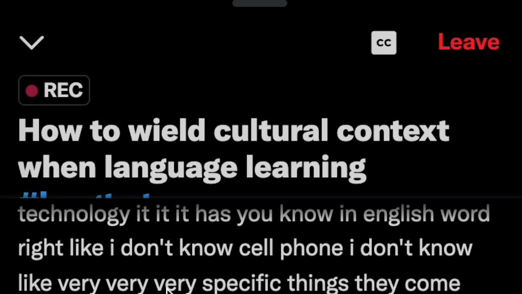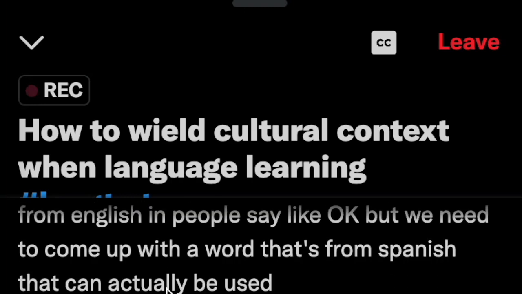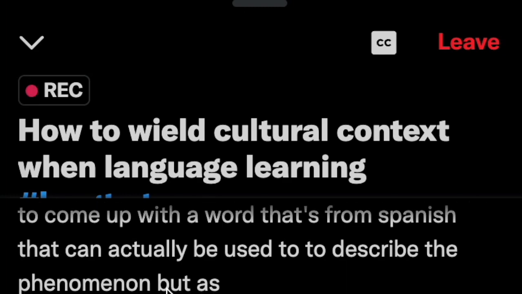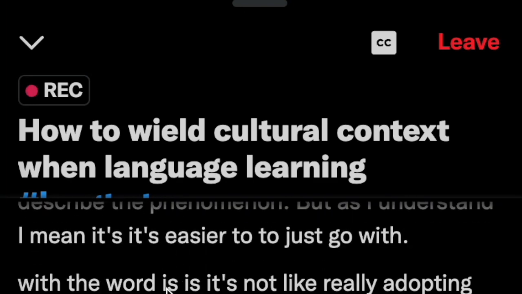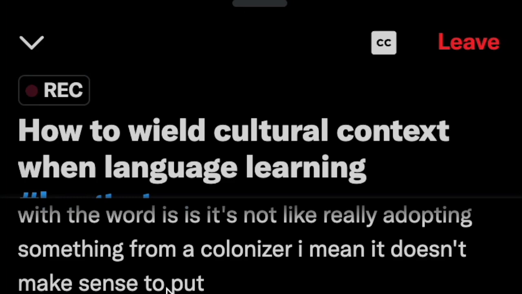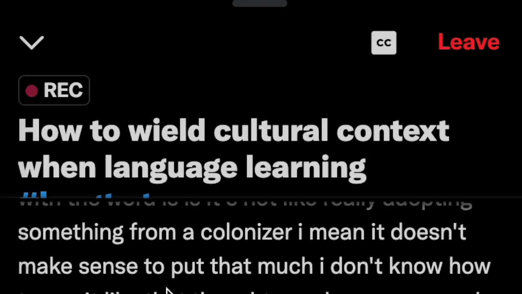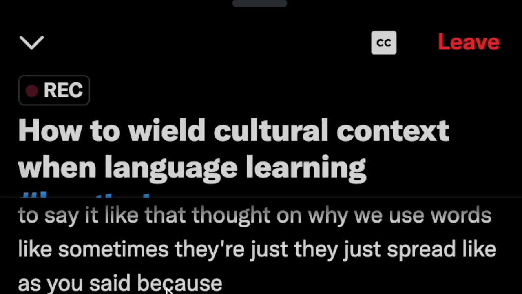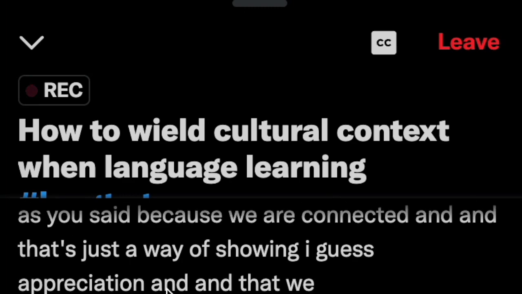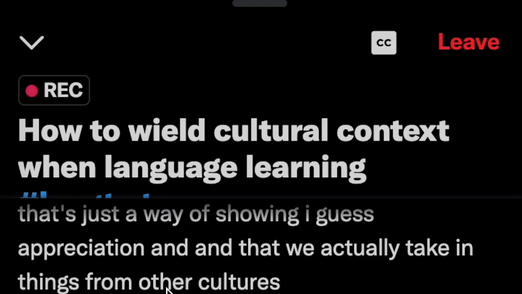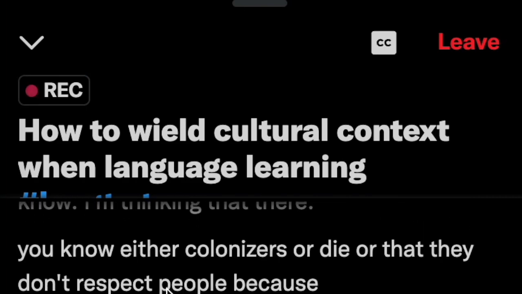They come from English, and people say, okay, but we need to come up with a word from Spanish that can actually be used to describe the phenomenon. But as I understand, it's easier to just go with a word. It's not really adopting something from a colonizer. I mean, it doesn't make sense to put that much thought on why we use words. Sometimes they just spread, like you said, because we are connected, and that's just a way of showing, I guess, appreciation and that we actually take in things from other cultures, rather than thinking that they're either colonizers or that they don't respect people because they're using words from another language.